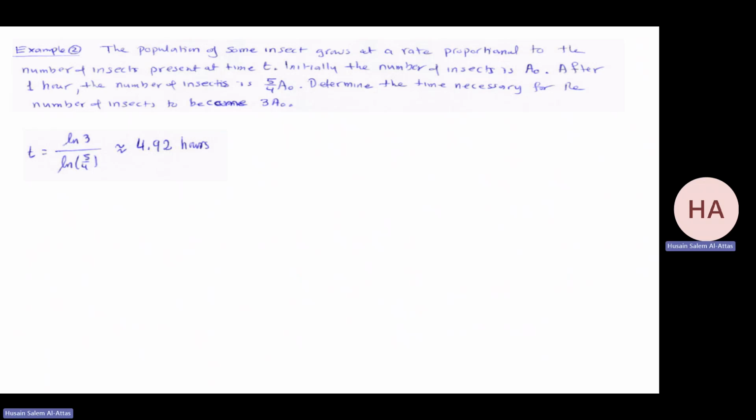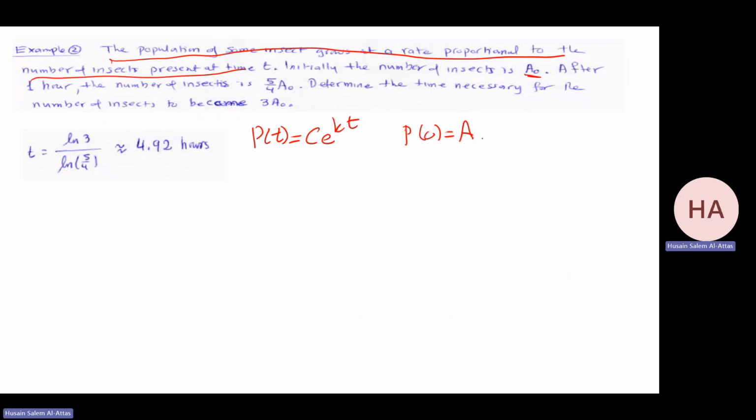Okay. We have this statement, which means P of t equals C e^(kt). Initially it is A0, so P at 0 is A0. After 1 hour, the number is P at 1, 5 over 4 A0. You can use A or P, it's okay. Find t when A equals 3A0. Let me call it A of t.